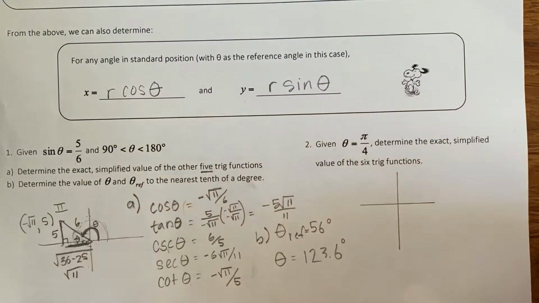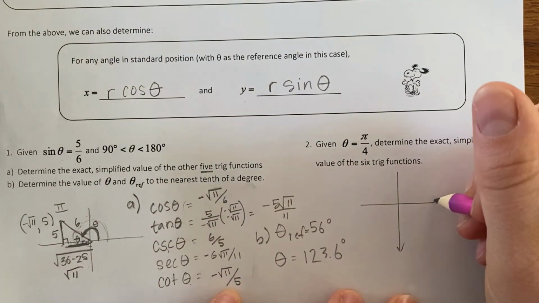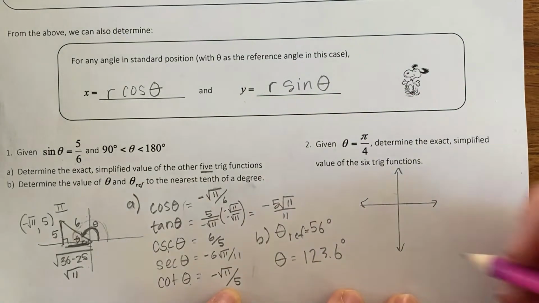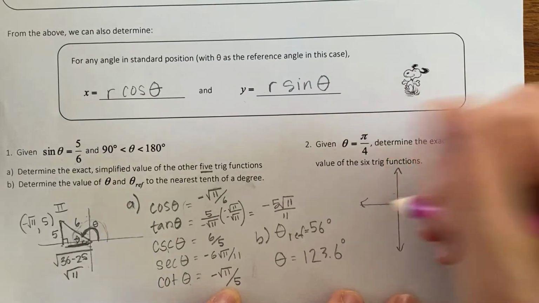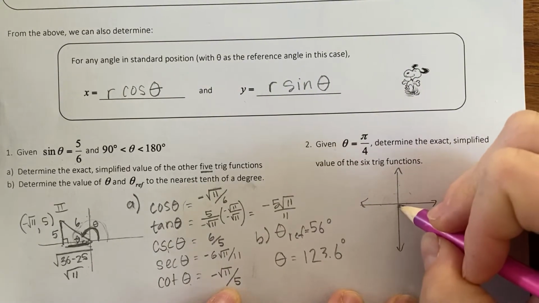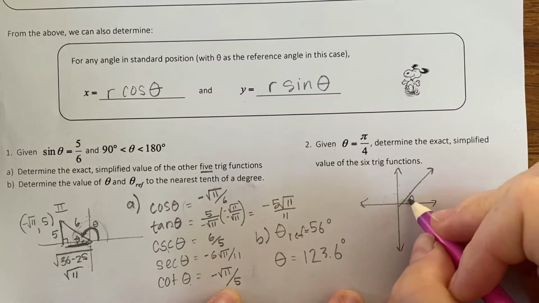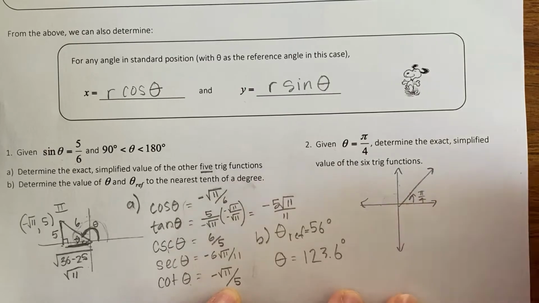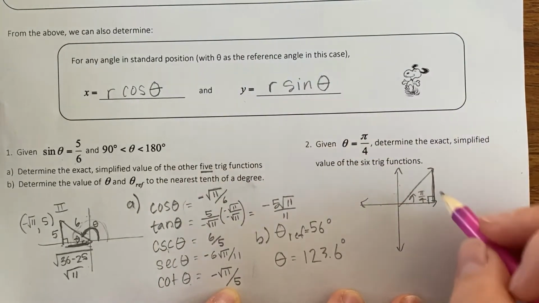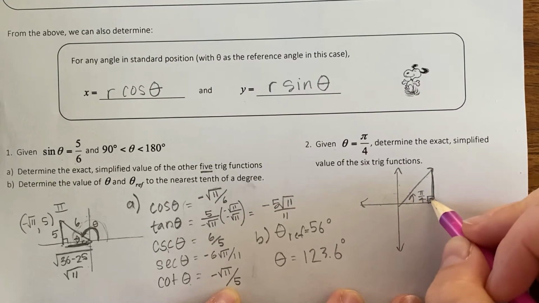Now, we know that one full rotation around is 2 pi. Half a rotation is pi. A quarter of a rotation is pi over 2. And this right here is pi over 4. Now, pi over 4 is actually the same as 45 degrees. So what we have here when we drop our perpendicular is a 45, 45, 90.